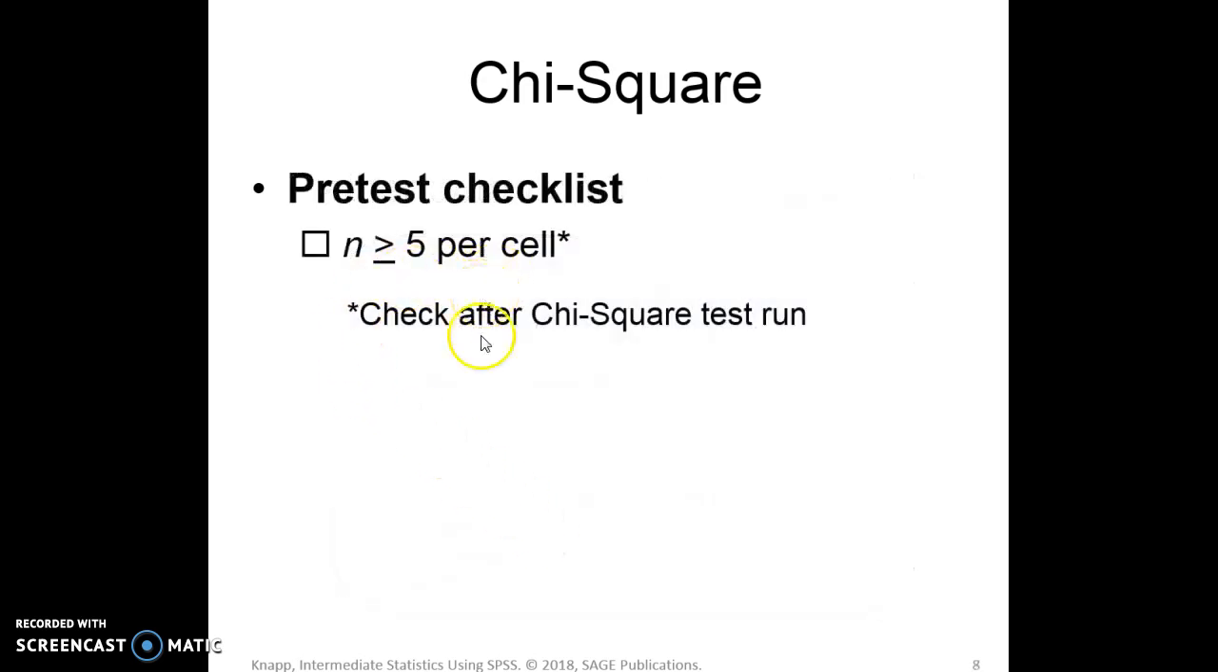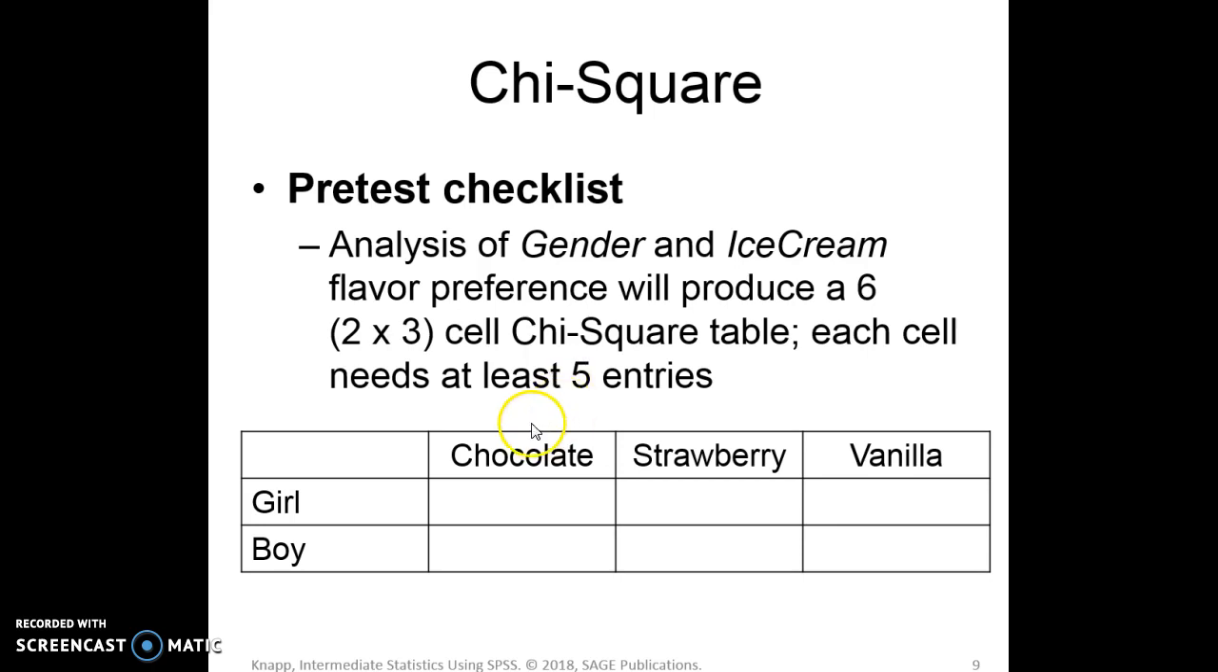Well, we have a pretest. We're going to have to use that data in a moment. In each cell we'll have to see what a cell means too. There's a pretest checklist, one thing: the end value for the cells. Check after the chi-square test is run. We'll see what that means too.